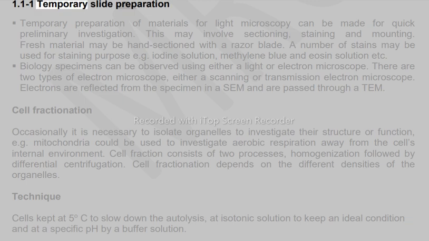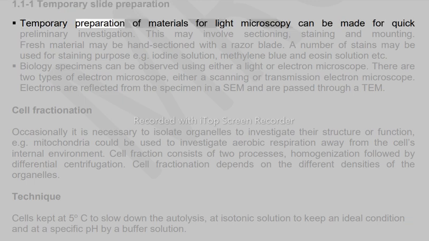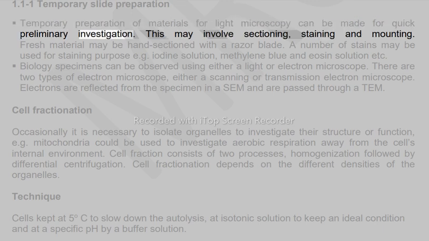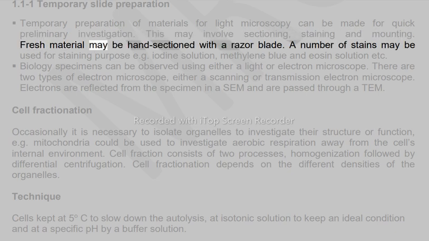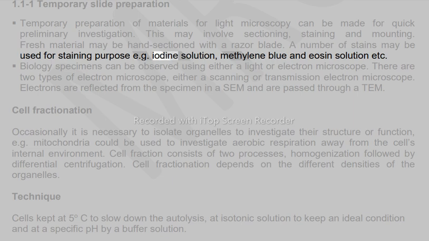1.1.1 Temporary slide preparation. Temporary preparation of materials for light microscopy can be made for quick preliminary investigation. This may involve sectioning, staining and mounting. Fresh material may be hand-sectioned with a razor blade. A number of stains may be used for staining purposes, e.g. iodine solution, methylene blue, and eosin solution.